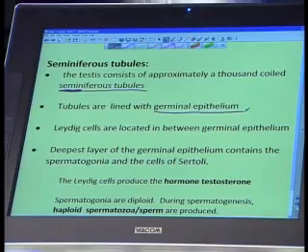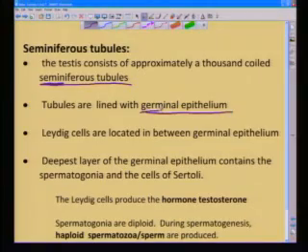When we get to gametogenesis and spermatogenesis, we're going to go through this in detail. But here are the basics. You have this germinal epithelium. Now think of the word germinal, to germinate. That means for a seed to grow. So this is where your sperm cells are produced, by the germinal epithelium.